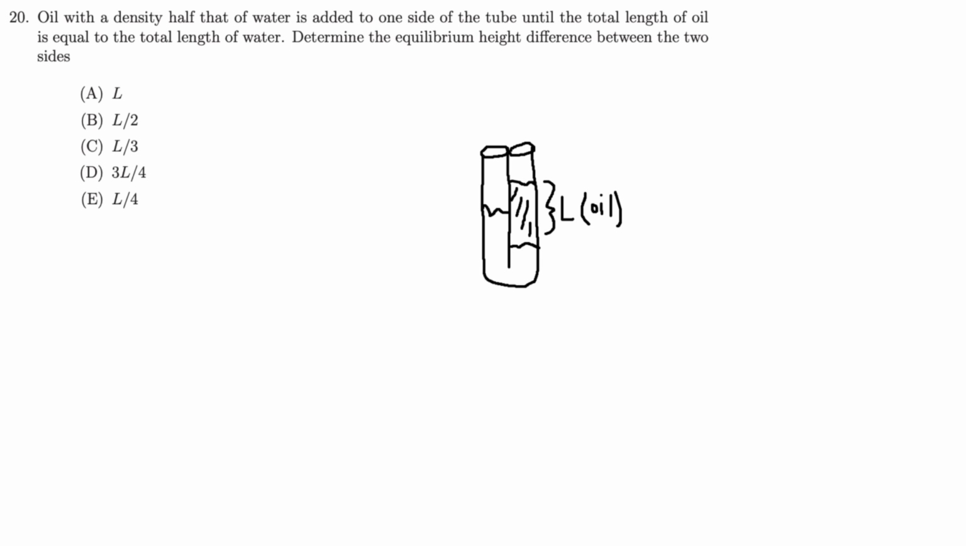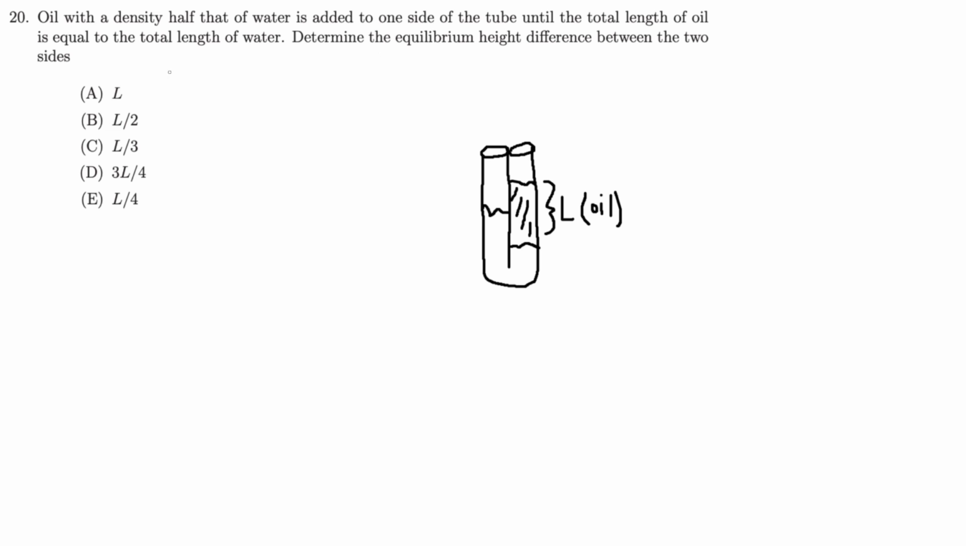Okay, the second problem was a lot less troublesome, compared to the first one at least. Oil with density half of water is added to one side of the tube until the total length of the oil is equal to the total length of the water. Determine the equilibrium height difference between the two sides.